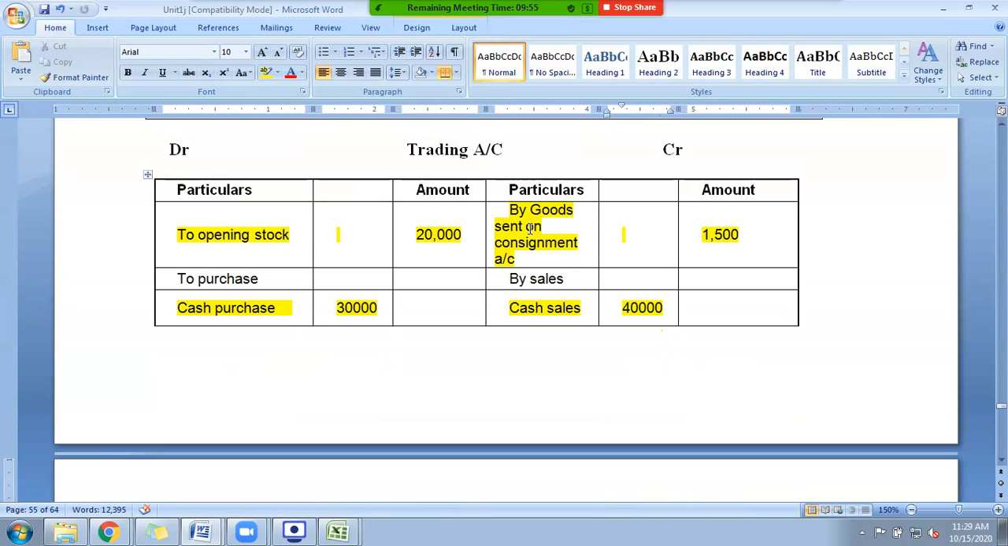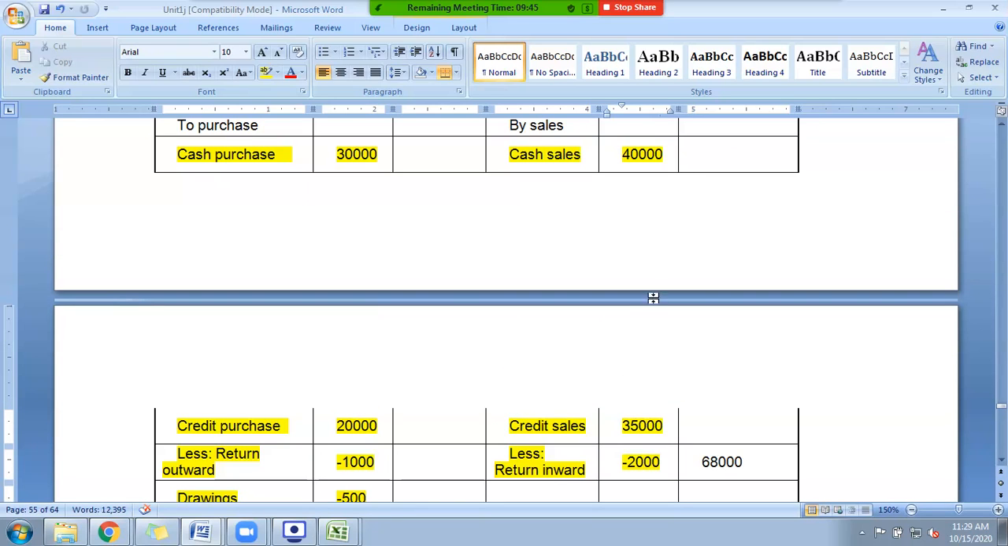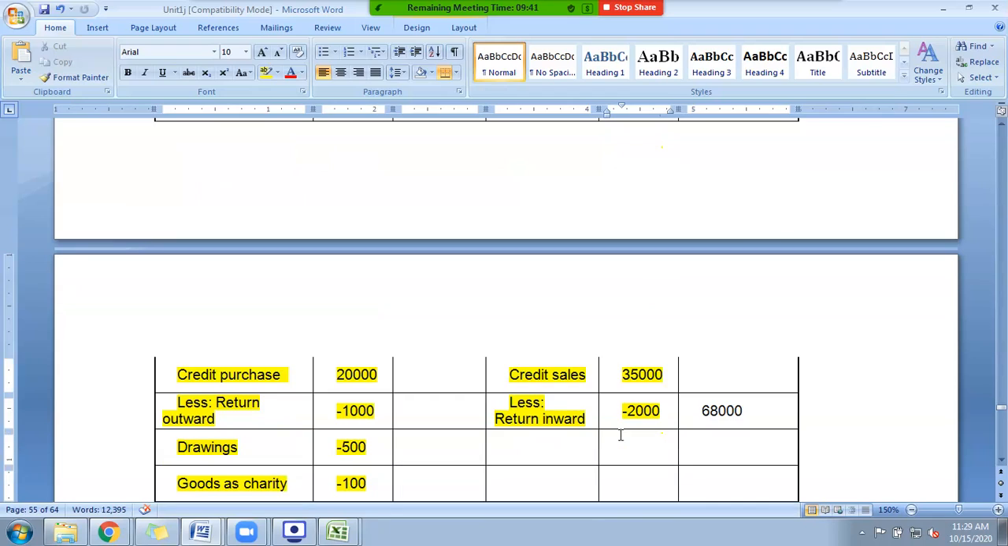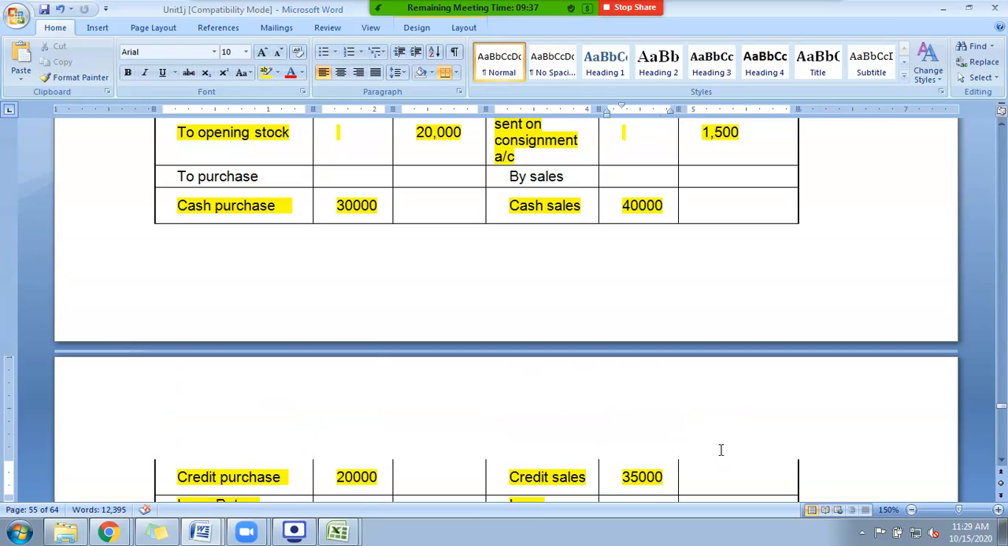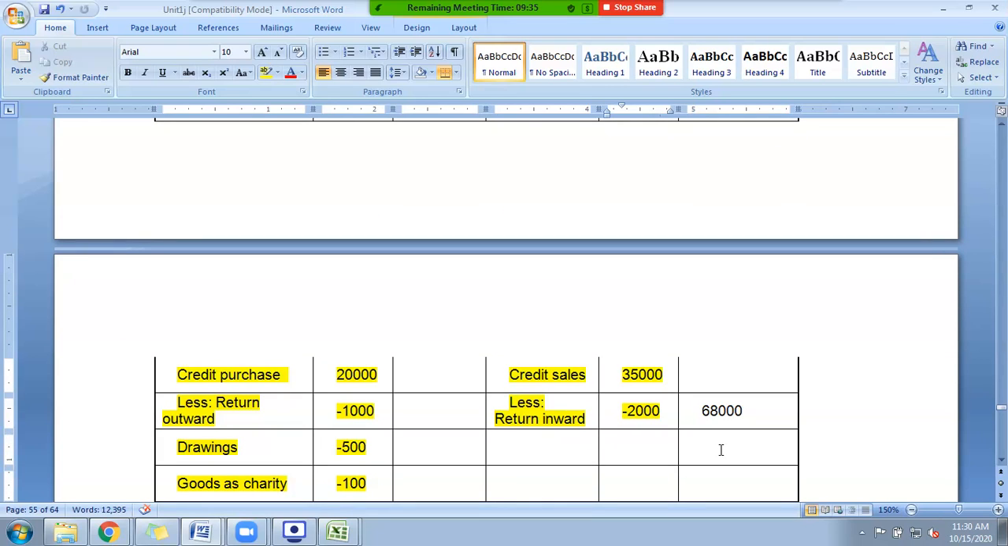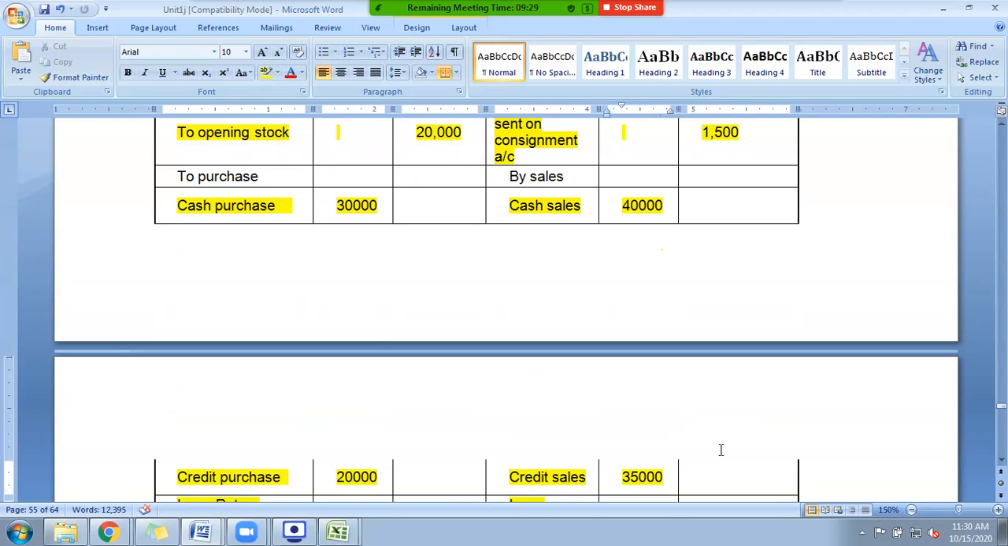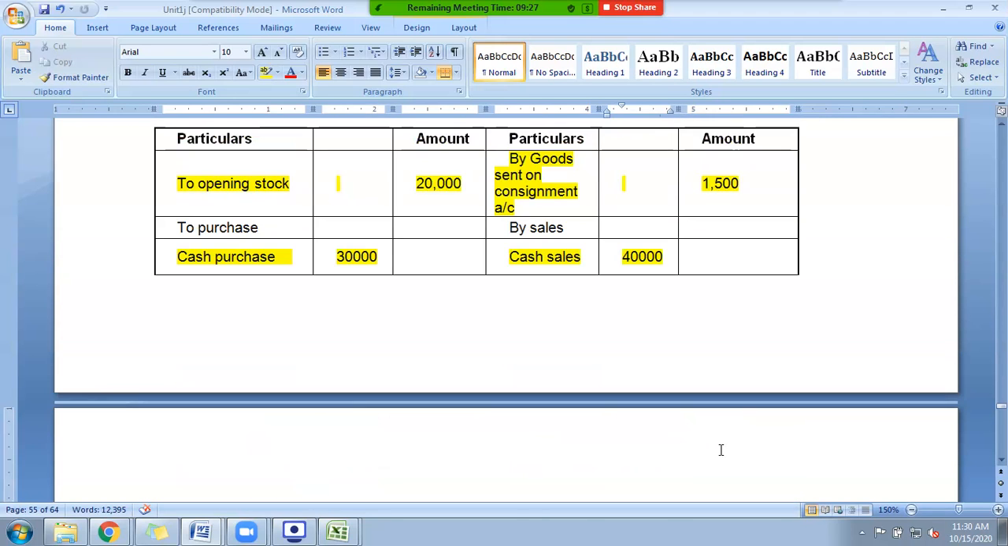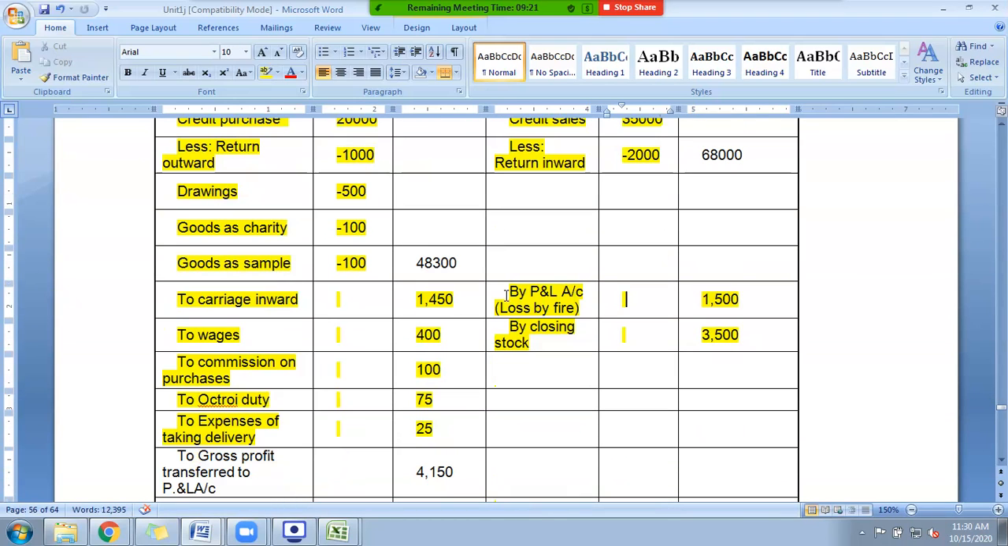Next, by goods sent on consignment account. So goods going out, it's like a sale but not in the profit zone. By cash sales and credit sales 40,000, 35,000. Correct? Minus 2,000 rupees, that is sales return. So net 68,000 rupees. Again, this is the amount which is lost on fire. Correct?